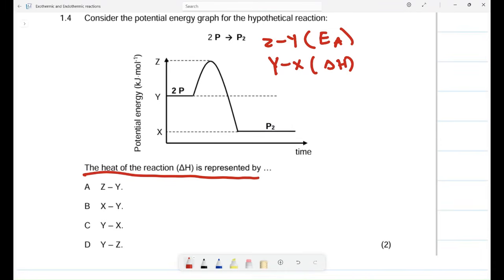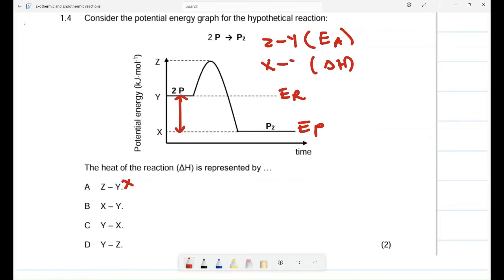Now let's see. The heat of the reaction is given by what? Let's see. Z minus Y, no. X minus Y. X minus Y can be true because this is the energy of the product minus the energy of the reactant. So basically the energy should be the energy of the product, which is X minus Y. Can you see this is exothermic? So this might be the correct answer.